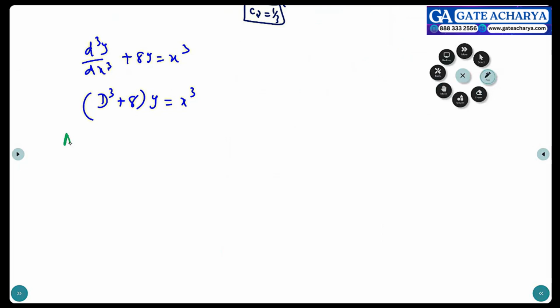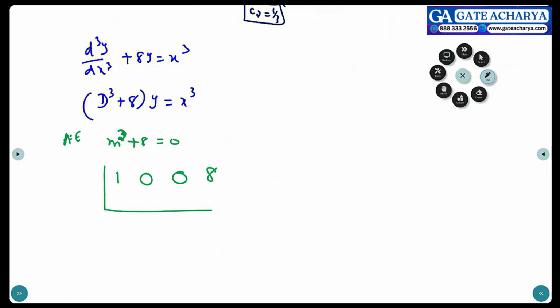So first we write the auxiliary equation. The auxiliary equation is m cube plus 8 is equal to 0. So how do you solve this m cube plus 8? It is a cubic equation. If it is a quadratic equation, we write the sum and the product. But it is a cubic equation, so we apply synthetic division. The m cube coefficient is 1. There is no m square term, no m term, so instead of those we write 0.